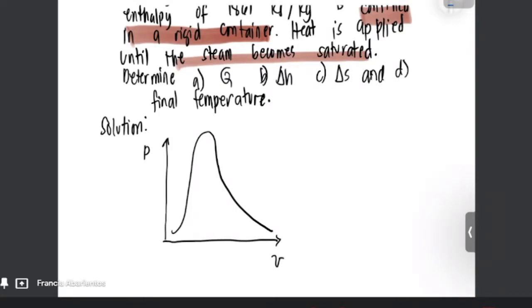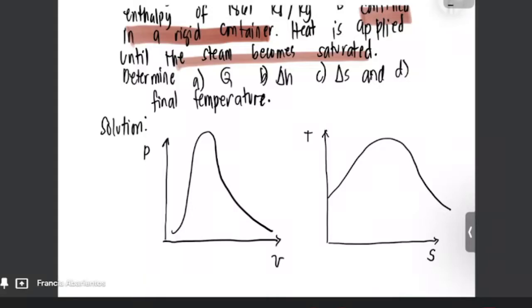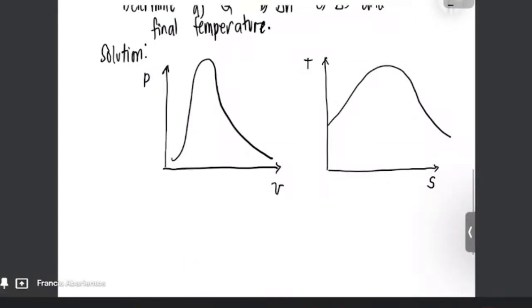So, i-draw nyo muna yung PV and the TS diagram. Pero hindi mo pa alam yung mga state points. So, mamaya muna siya i-draw kung saan yung mga state points. I-ready mo lang siya. Okay, TS. Okay, let's start. So, punta tayo sa state 1. Ano yung given sa atin, class?